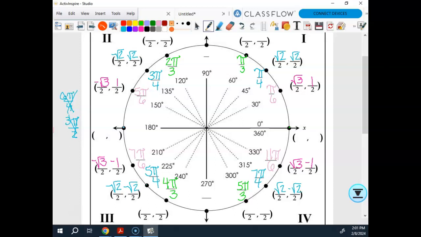Okay? All right. What is the cosine of pi thirds? 1/2. Sine? Square root of 3 over 2. All right. So fill in the rest of it. And then stop after you're finished with the pi thirds. Don't fill in anything else.